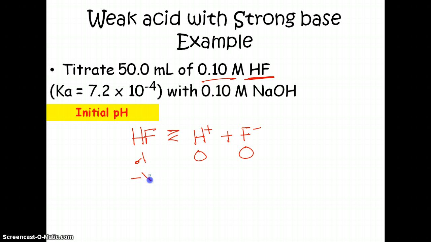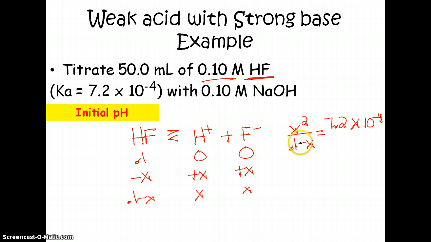And then I'm going to lose this, gain H pluses, gain F minuses, and that's going to give us x, x, and 0.1 minus x. Okay, so then we set it into products over reactants. You have H and F, so we've got x squared essentially, over reactants, which is 0.1 minus x, and this is equal to the Ka, which is 7.2 times 10 to the negative fourth.